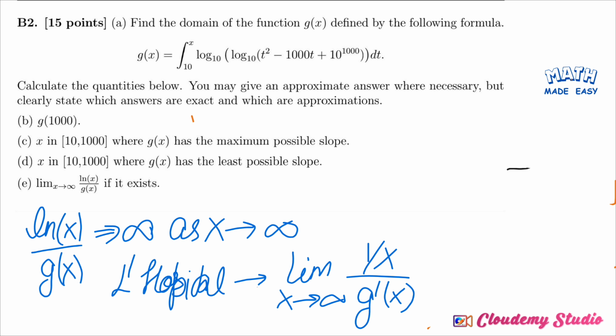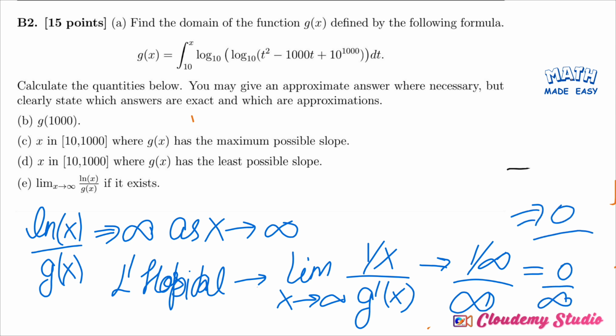If we take it, it will be 1 over infinity, and this is always infinity, so 0 over infinity, so it is obviously equal to 0. So this is the answer of this entire question.